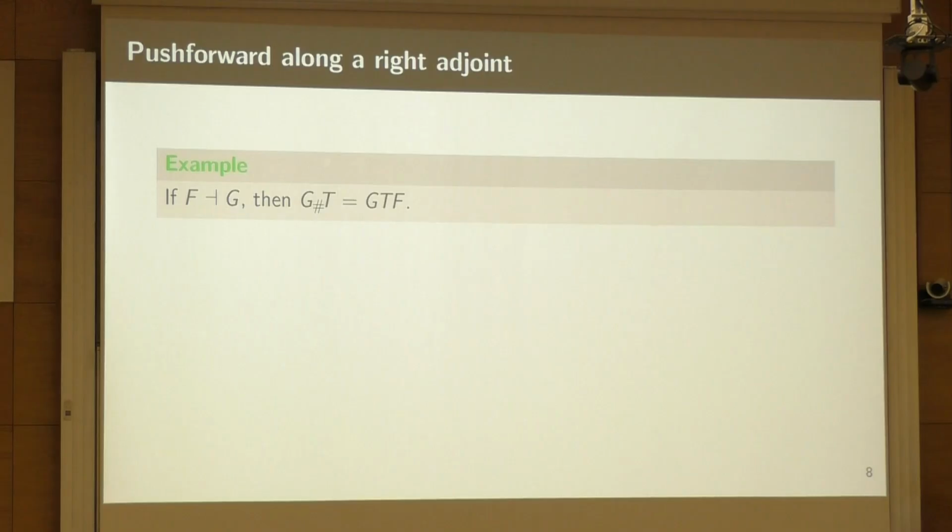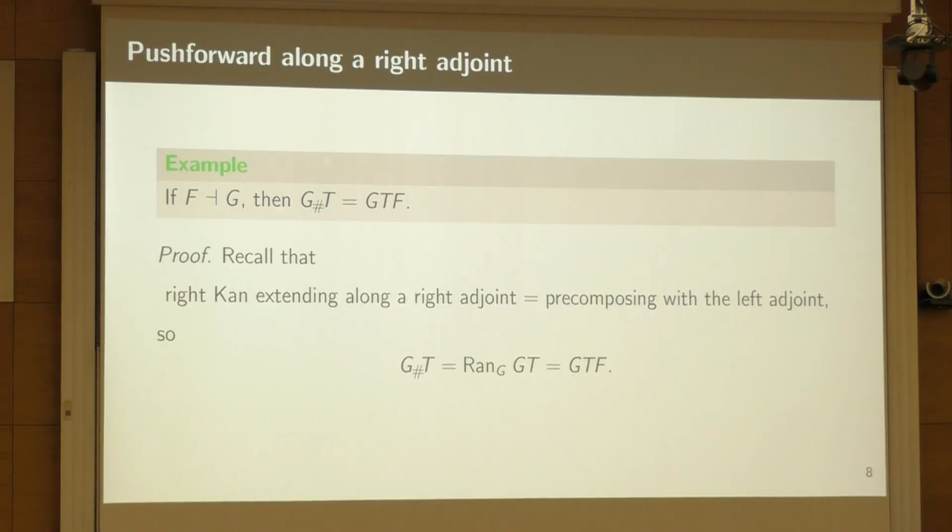So just as a sanity check that this is the right thing, let's see what happens if we start with a right adjoint, and do we get the well-known answer? The answer is yes, and that's a very simple check. It's because when you right-hand extend along a right adjoint, you just precompose with the left adjoint, so you indeed get GTF as before.